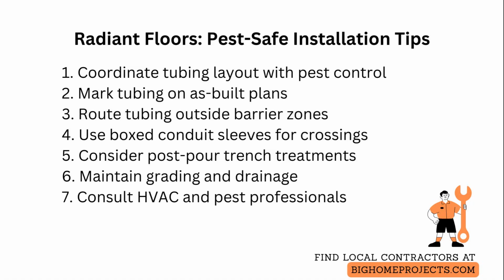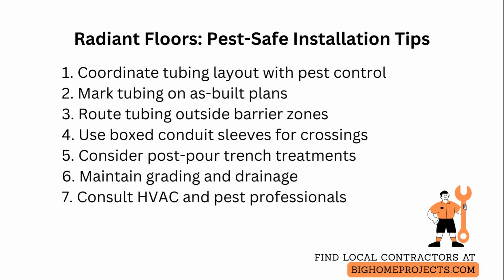Ensure slab perimeter barriers remain continuous by routing tubing outside barrier zones when possible or by using boxed conduit sleeves that allow barrier continuity. If tubing must cross a barrier, document each crossing and reseal with compatible barrier materials after installation. Where codes and product labels permit, consider post-pour trench treatments around the slab edge to restore a treated zone, but confirm compatibility with the floor heating system and concrete curing schedules.